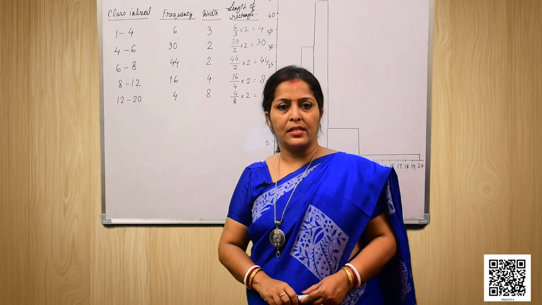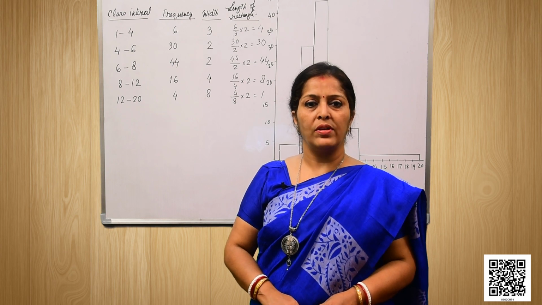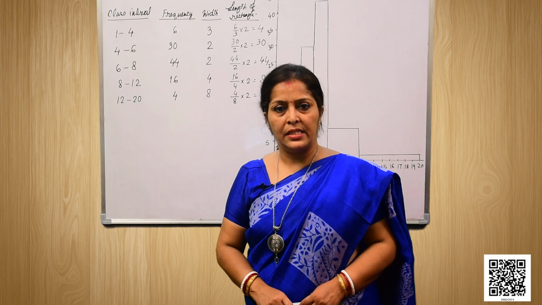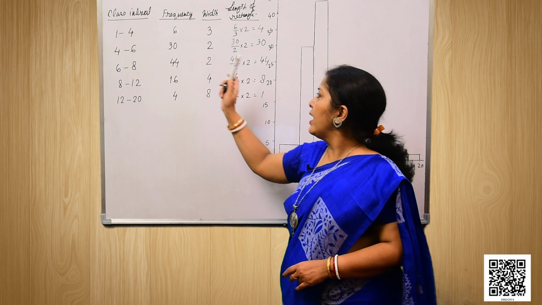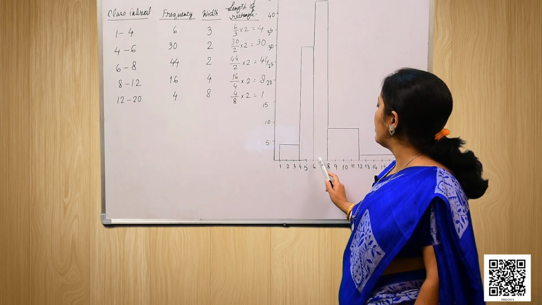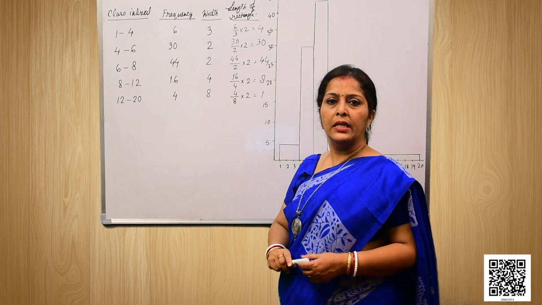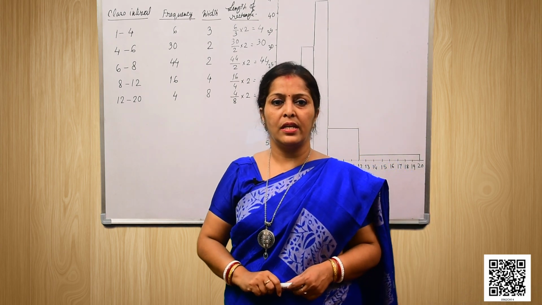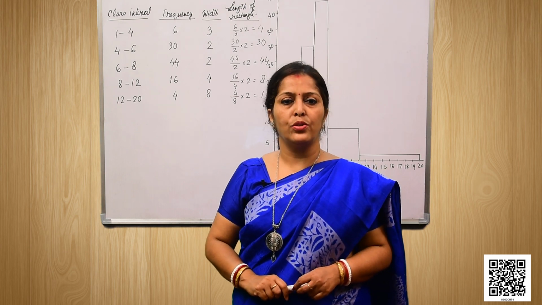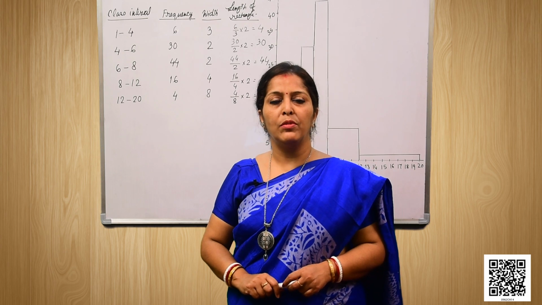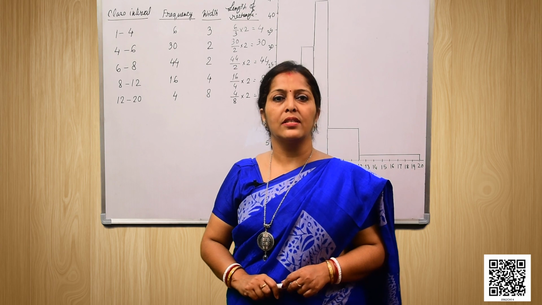Now the second bit is asking, write the class interval in which the maximum number of surnames lie. So we can see from the frequency column as well as from the graph that between 6 to 8 we have the maximum frequency, that is the maximum number of surnames. So the answer is, the class interval is 6 to 8, where the maximum number of surnames, that is 44, lie. I hope this is clear to you all.